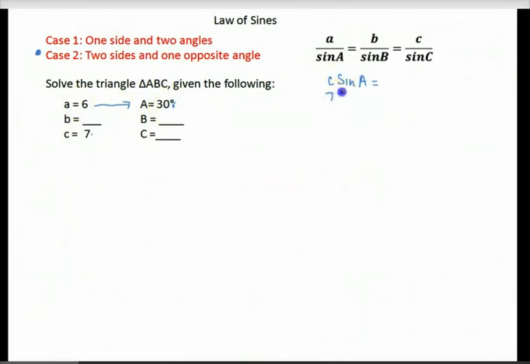So our side that's not opposite the angle is 7, sine of the angle, which is 30. If we use our calculator, we get 3.5. Then we take a look and compare it to the parts we have. Now if it were bigger than our opposite side, it would be no solution. But notice it's smaller. 3.5 is smaller than 6. So C sine A is smaller than a. Okay. And then, how does it compare to the other side, which is C? Well, it's smaller than that. And when we have this case, you know there's 2 solutions.